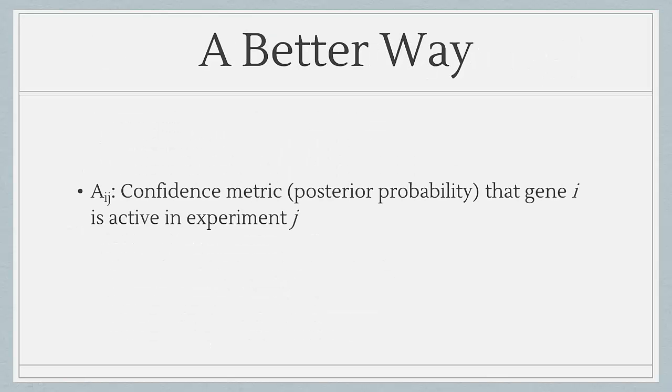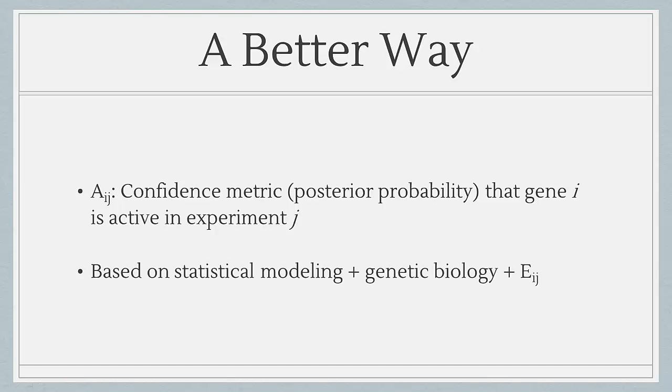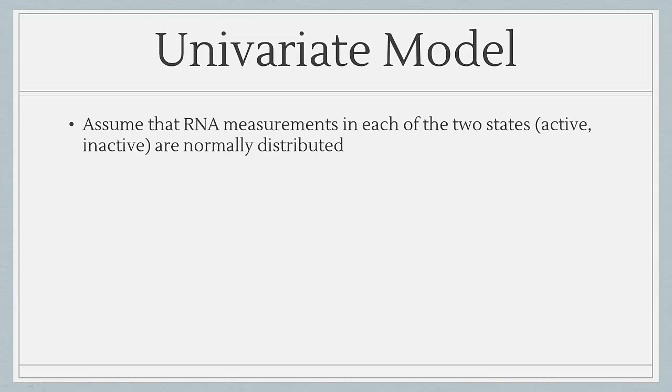We're going to present a better way, which we are going to call AIJs. An AIJ is a confidence metric, a posterior probability, that gene i is active in experiment j. We're going to calculate these with statistical modeling, genetic biology, and the eijs. In the simple univariate model, we're going to assume that RNA measurements in each of the two states, active and inactive, are normally distributed. This produces a normal mixture distribution.